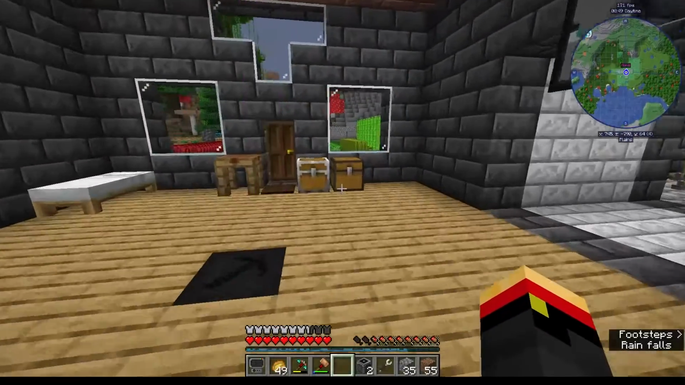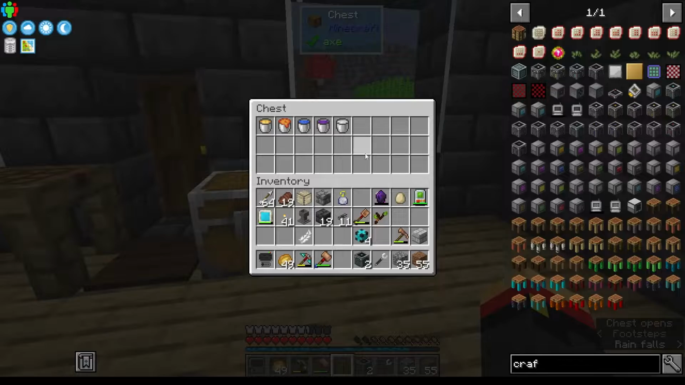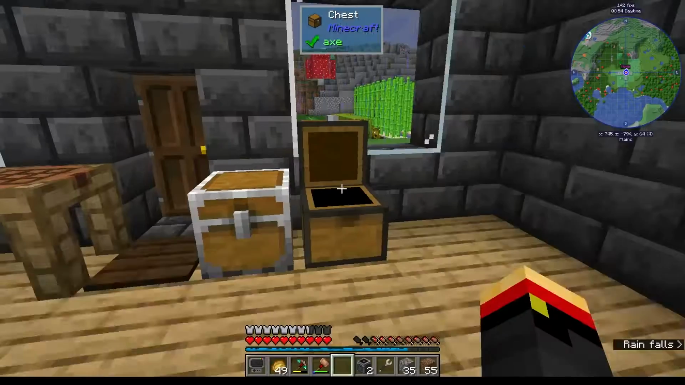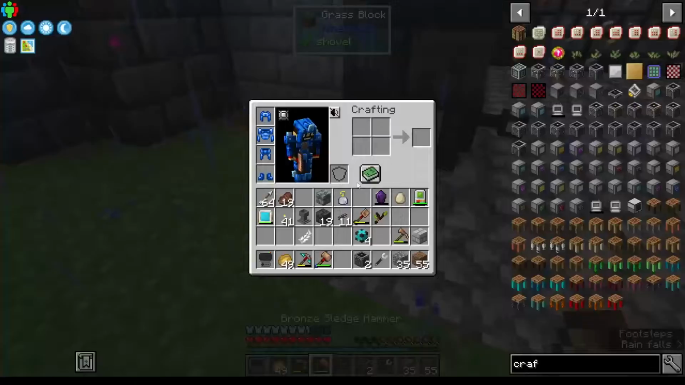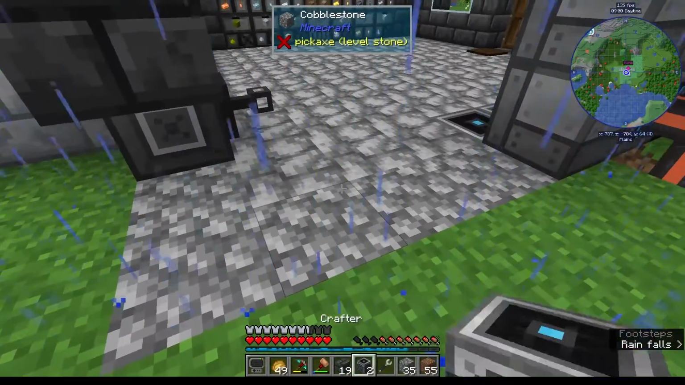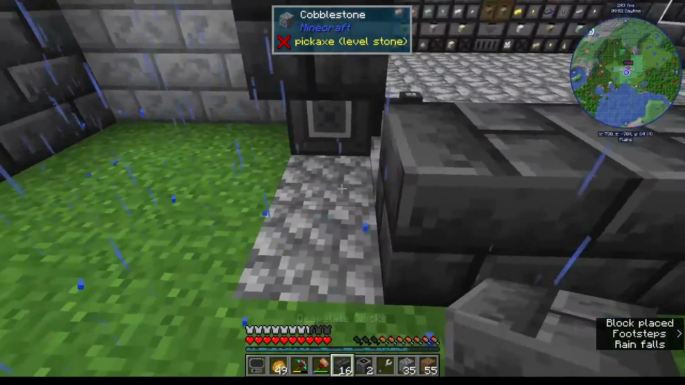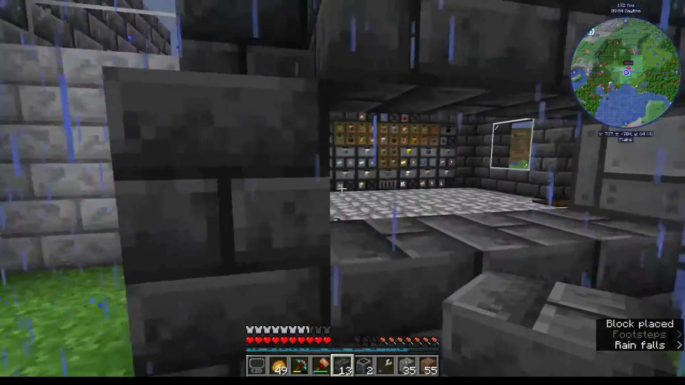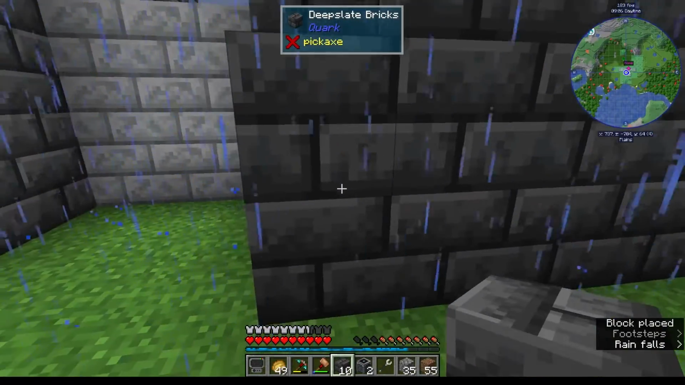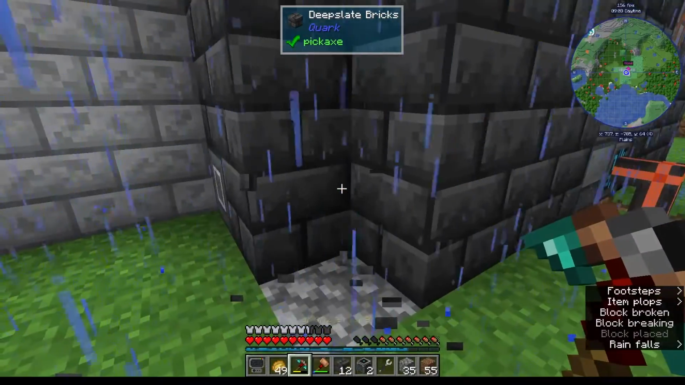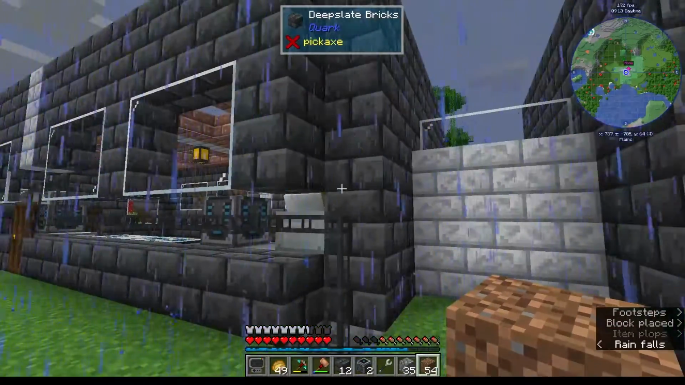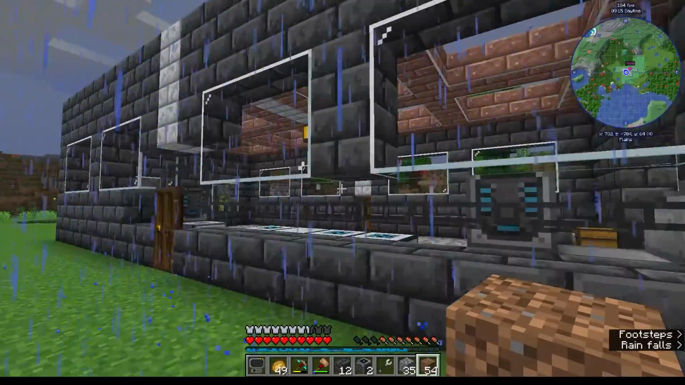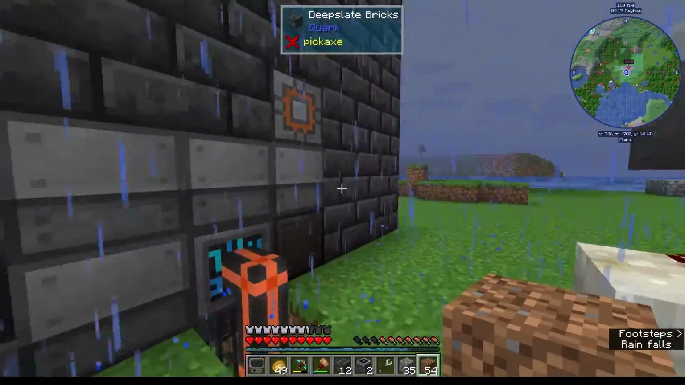Let's go dump some things. Let's dump the latex bucket in here. Let's dump that. Let's rebuild the walls. So these deep slate bricks. Not there though. Okay, yeah. So let's make that dirt. Everything else I think is okay for now.